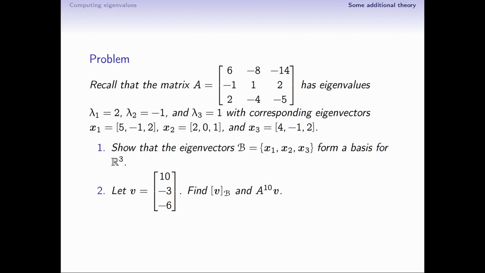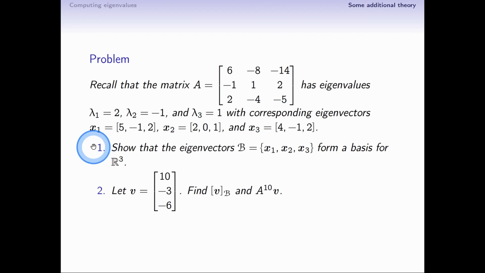Now our next problem is going to point us in the direction of our next two theorems, theorem 4.19 and theorem 4.20. So let's recall that the matrix A, this 3 by 3 matrix, has eigenvalues lambda 1 equals 2, lambda 2 equals -1, and lambda 3 equals 1, with corresponding eigenvectors x1, x2, and x3.